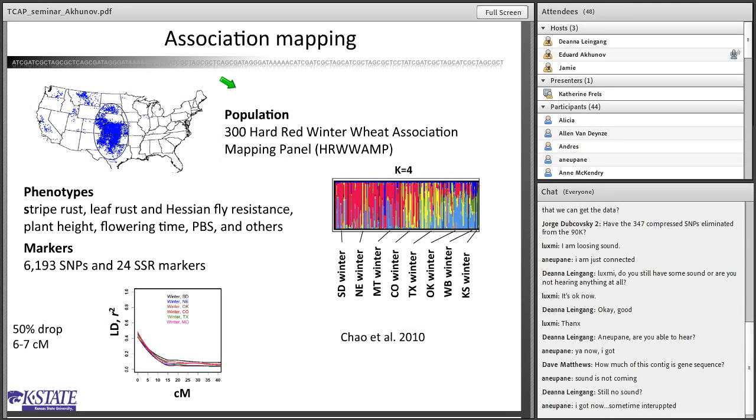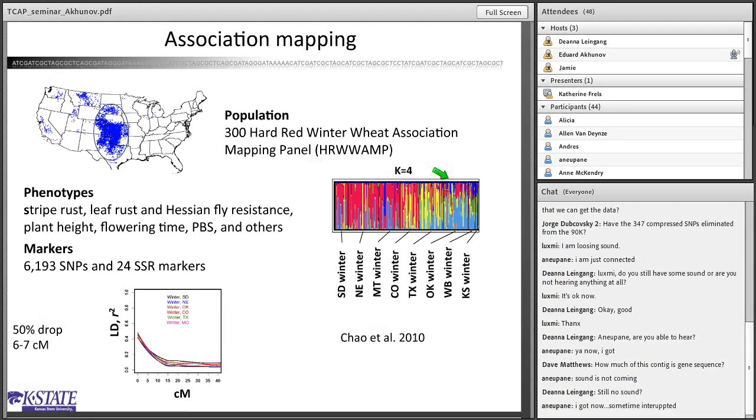Previously, we investigated the population structure of this panel, and you may see that the population structure is not very strongly expressed among the individuals in this population, and it should not represent a very big problem for finding correct associations.